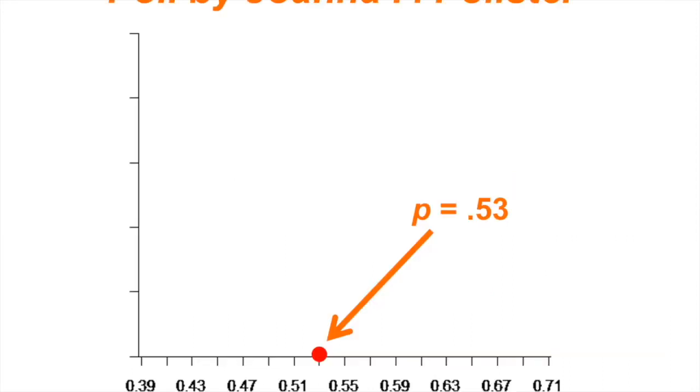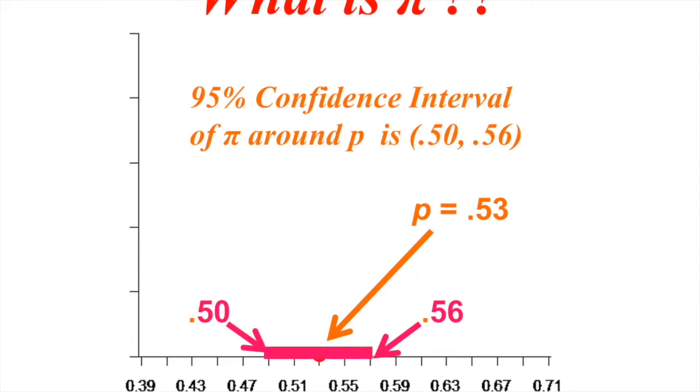For instance, Jonah P. Polster has her sample of 1,000 randomly selected voters with 53% planning to vote for Green. She isn't particularly interested in how these 1,000 people plan to vote, except that she can learn something about the 8 million people that live in the whole state. And the confidence interval for pi around p answers her question. You can be 95% sure that pi is between 0.50 and 0.56. That is, in the state, at least half of the voters plan to vote for Green, and it may be as high as 56%. The answer isn't as precise as we would like, but it's precise enough to be useful.